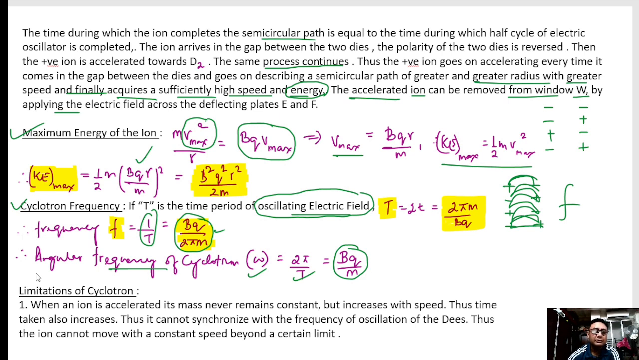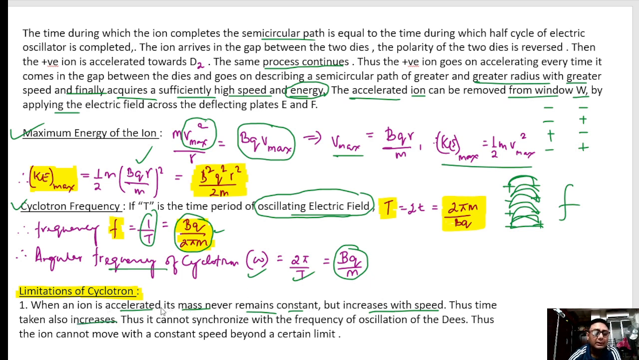Now limitations of the cyclotron. What we cannot do with a cyclotron? Number one, when an ion is accelerated, its mass never remains constant. Please watch here. We think that the mass is always constant, but in case of charged particles, mass will always increase with the increase in the speed.